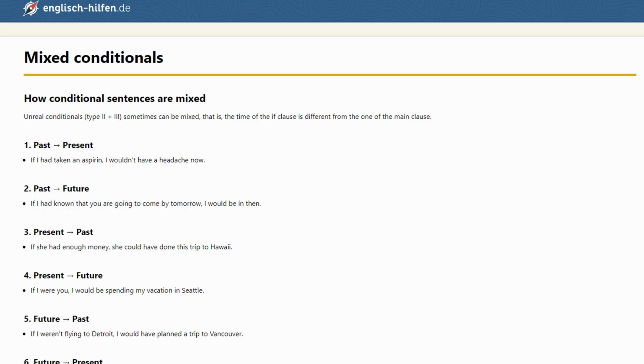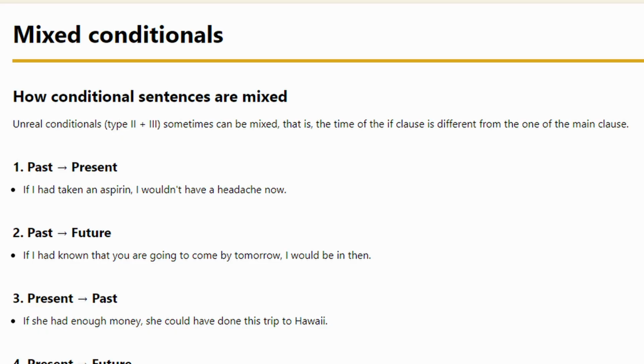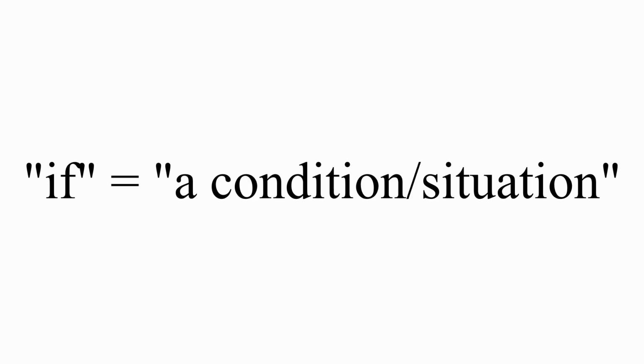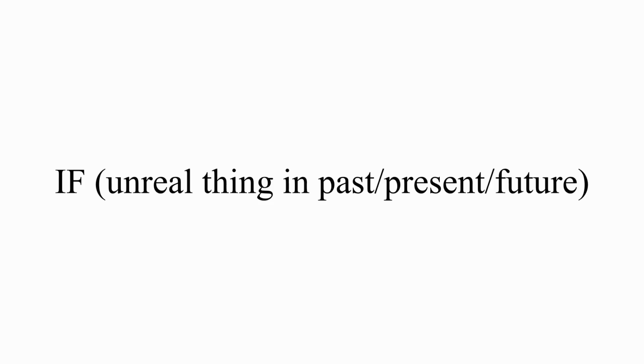I'm going to pull up a couple quick examples here from a website called englishhilfen.de. Don't ask me why I'm familiar with this site. That's a different story. But it says unreal conditionals type 1 and 2 sometimes can be mixed. That is, the time of the if clause is different from the one in the main clause. So that's what we're doing when we're mixing conditionals, right? They're unreal, but there's the if and the main. The if is always an if. That's why it's a conditional. So you're imagining something that's not real if this unreal thing, past, present, or future, were real. It's as simple as that.